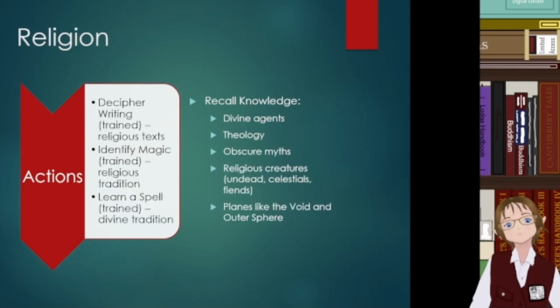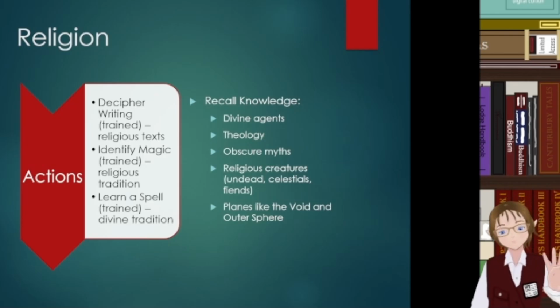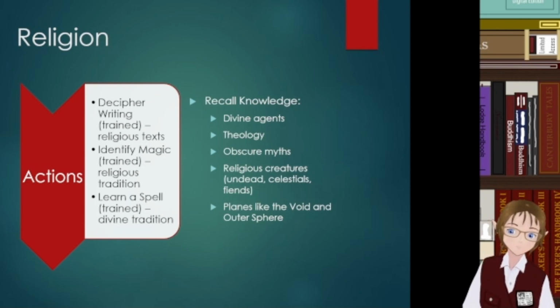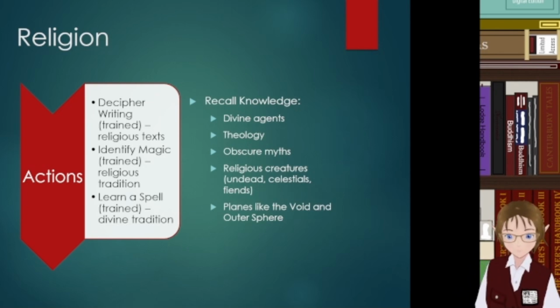Religion is the fourth divine tradition recall knowledge skill. It's automatically given to certain classes that are divinely affiliated, such as clerics and champions. And it again has decipher writing, identify magic, and learn a spell.